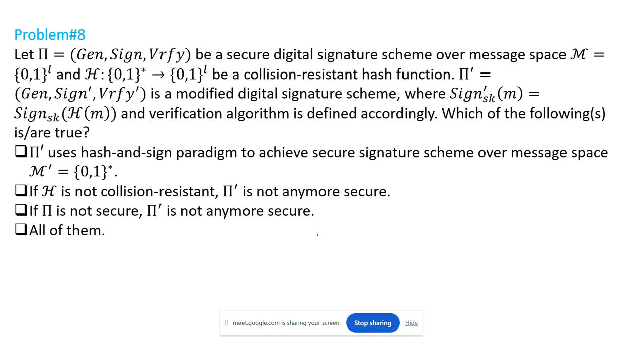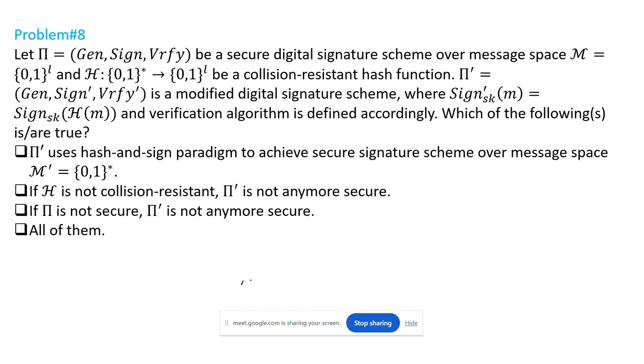This is also a straightforward question. Pi is given to be a secure digital signature scheme over message space M. So M is a fixed length message space, and H is given as a collision resistant hash function mapping binary strings of any length to fixed length L. Now you are constructing another modified digital signature scheme pi dash, where sign dash running on M using key sk first hashes the message, H of M, and then signs it using the original sign algorithm. Verification algorithm is defined accordingly.